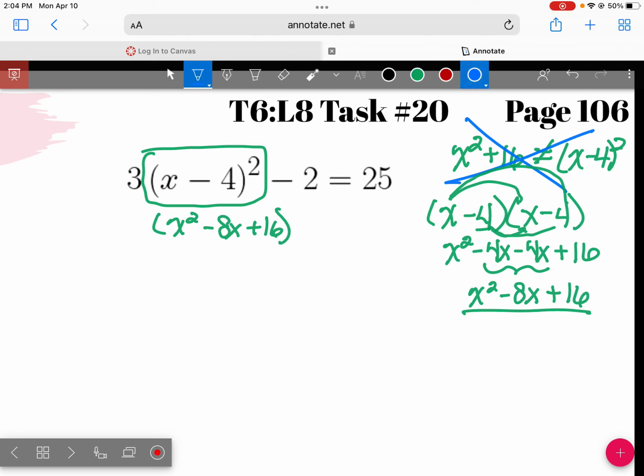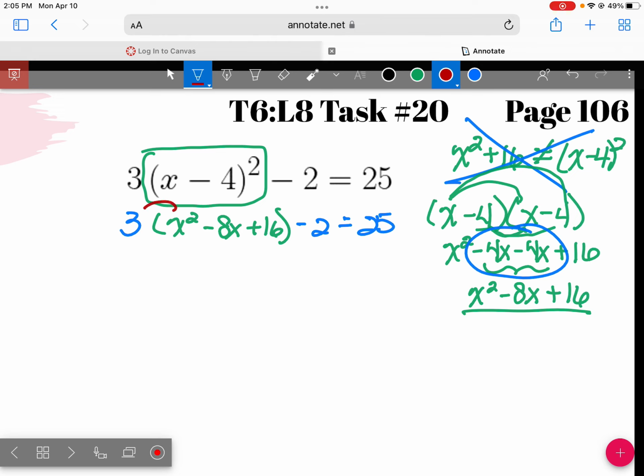And we're going to keep times 3 at the beginning, minus 2 here, equals 25. But lots of kids will miss this middle part. Okay? All right, so now here, what would you do next? Distribute. Is that what you said? Okay, which we'll get to soon.